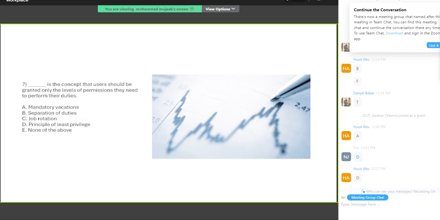What is that, everybody? B. Separation of duties? No. Excellent. Yes, yes, D. Yep.